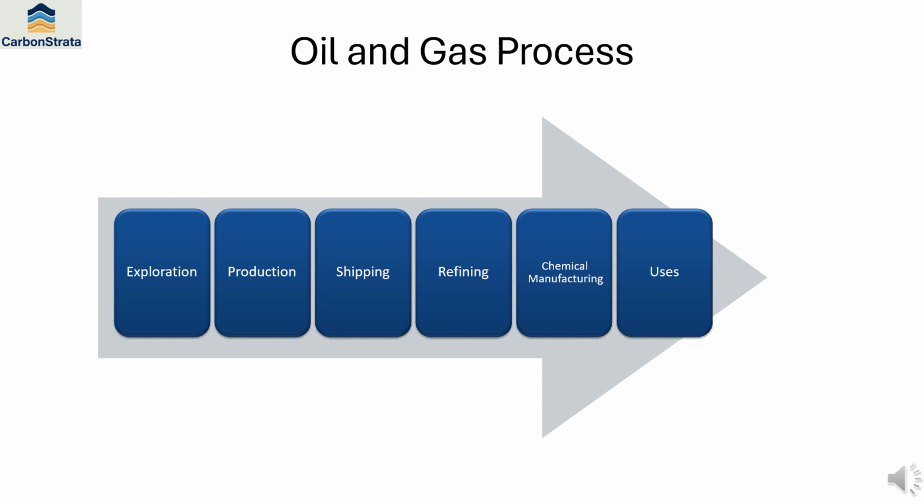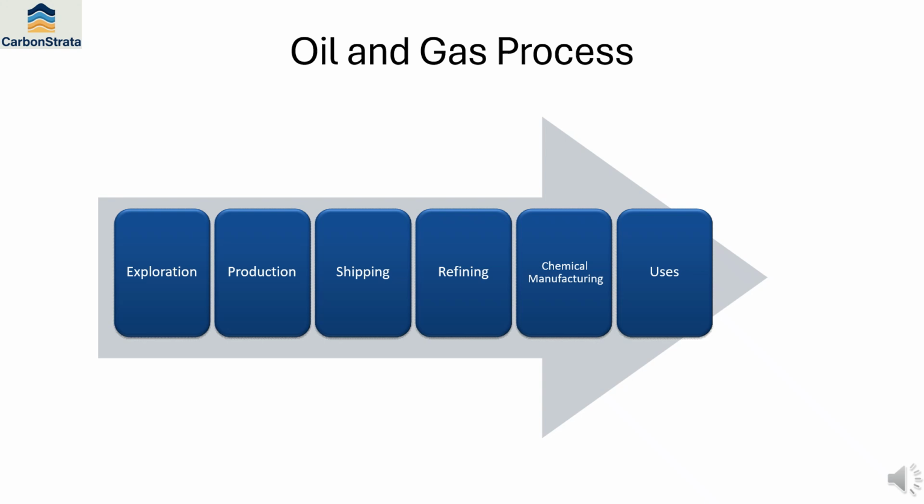The oil and gas industry operates through an integrated value chain that transforms subsurface hydrocarbon resources into products that support modern society. The process begins with exploration, where geological and geophysical methods are used to identify potential hydrocarbon accumulations. Once commercially viable resources are discovered, production activities are undertaken to extract oil and natural gas from the reservoir. Produced hydrocarbons are then transported through pipelines, shipping networks, and other infrastructure to processing and refining facilities.